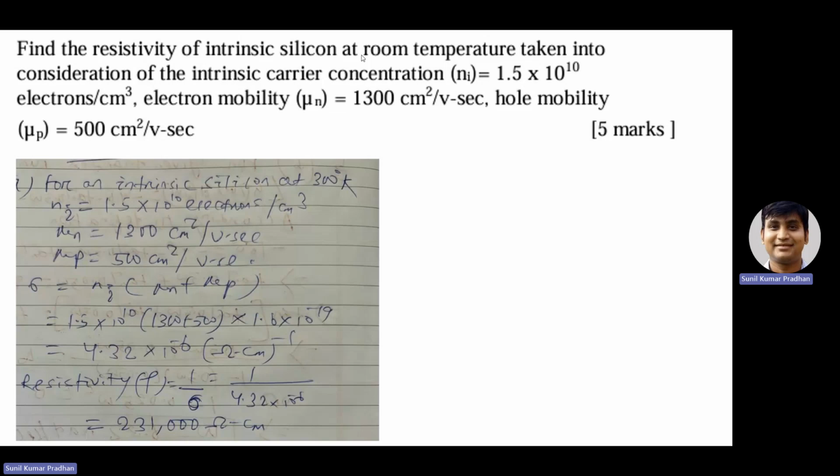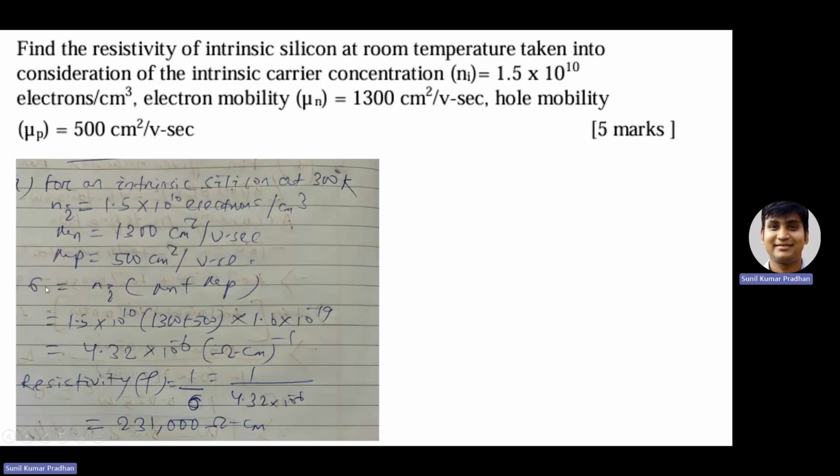Electron mobility is given as 1300 centimeters square per volt second, and hole mobility is given as 500 centimeters square per volt second. So how to find the resistivity? Resistivity you can only find out if you can find the electrical conductivity. So resistivity will be the reciprocal of your electrical conductivity. Now for intrinsic silicon at room temperature, your intrinsic carrier concentration is 1.5 into 10 to the power 10 electrons per centimeter cube. Mobility of electron is given, mobility of hole is given for silicon.